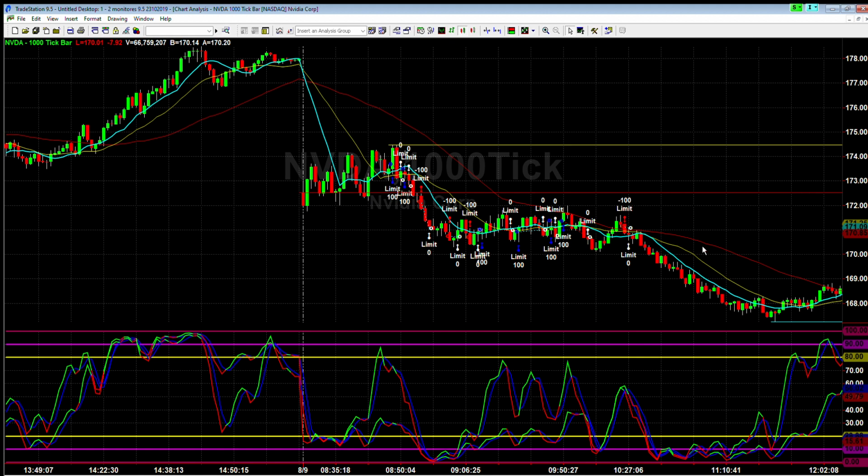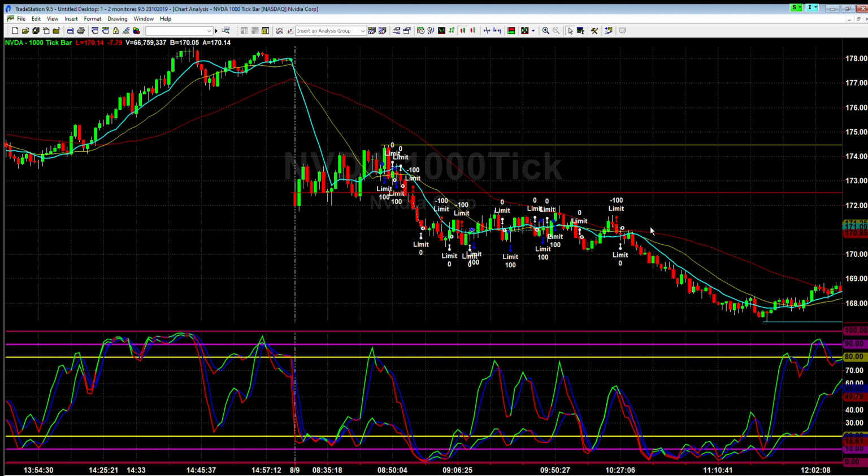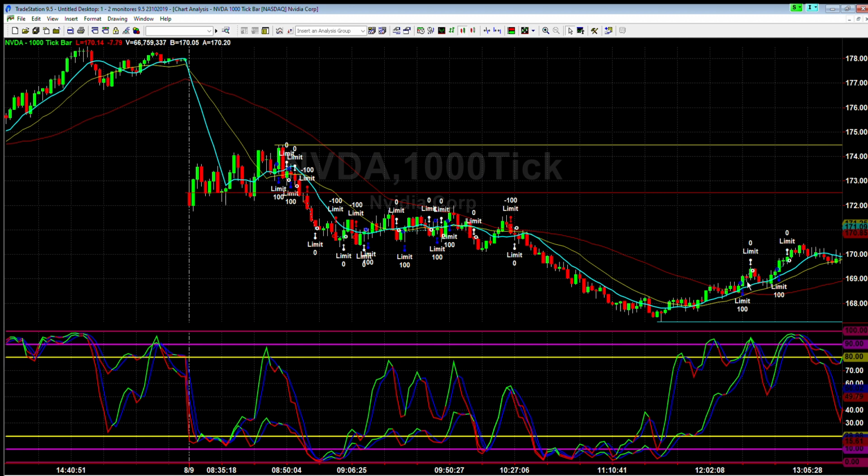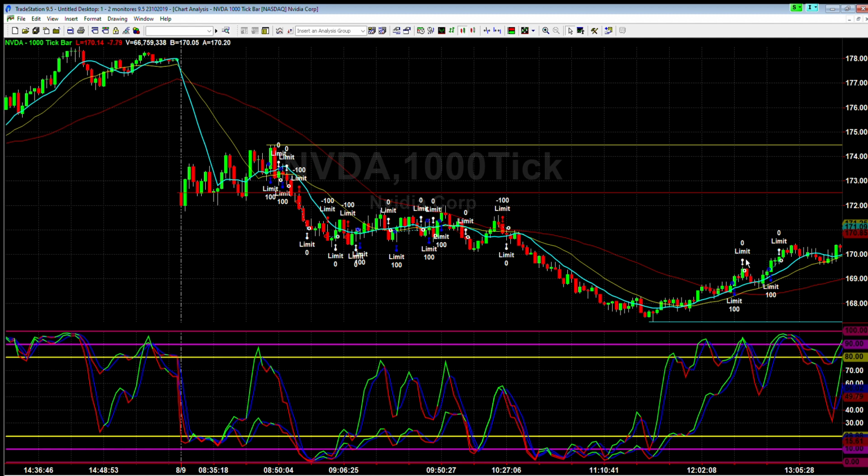And then I waited till here. I saw this setup. It was good. I took this long trade. I closed the trade here because I noticed there is resistance. So I closed the trade around here at around 169.3, and I entered this long trade at 168.8. Then I closed the trade here.